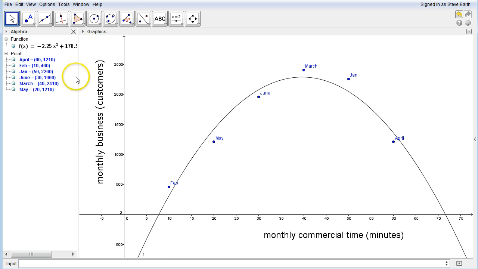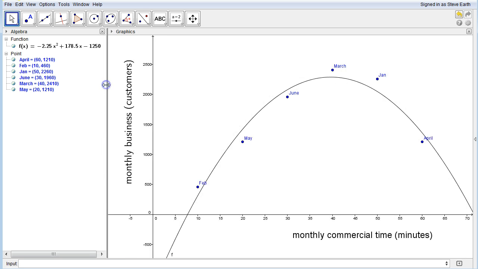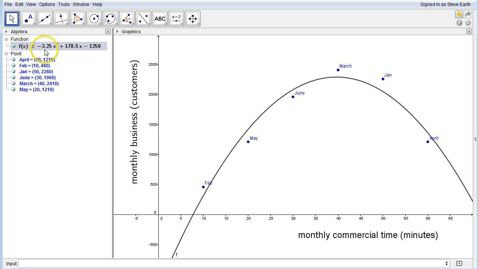I'll have to extend this window a little bit so we can actually see the full quadratic. So there we go, negative 2.25x squared plus 178.5x minus 1250. So that's like your capital A, capital B, capital C, your coefficients. There's the parabola it's making.